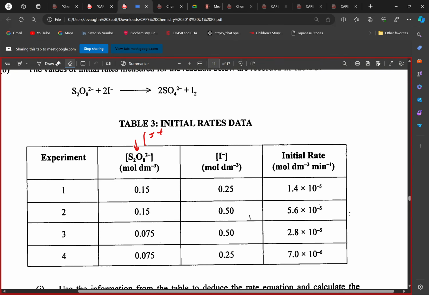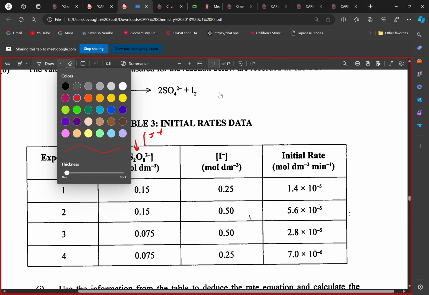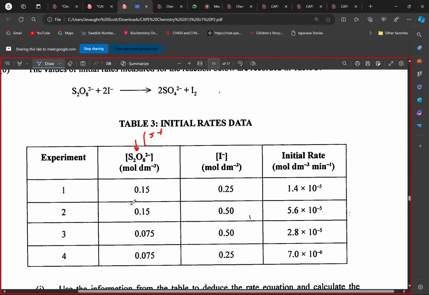Experiment 1 and 2. All right, so let's use experiment 1 and 2. So we have this remaining the same and iodide changing. All right, so what's happening here now?